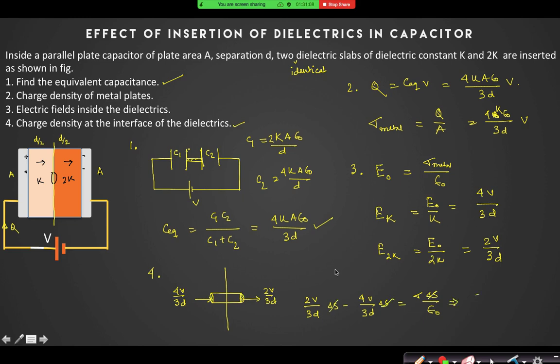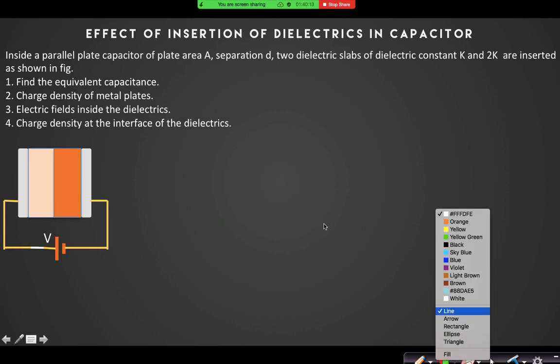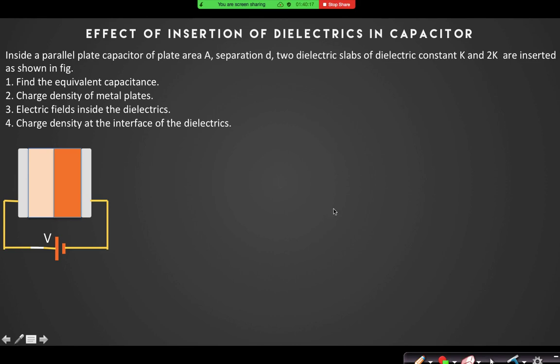Yes. So from there I can find that sigma is equal to epsilon naught into 2V by 3D minus. Yes, sir. Look, we can definitely assume a metal plate there. No problem. Let me just draw that diagram. Suppose this is the metal plate. This is a slab. Right? This is a slab.